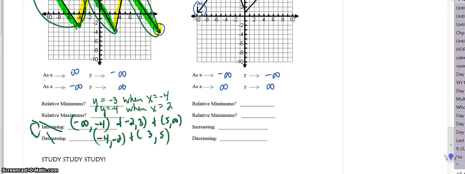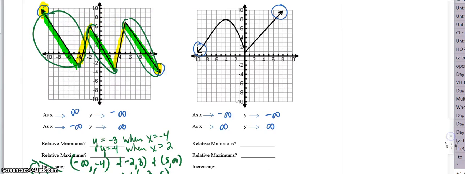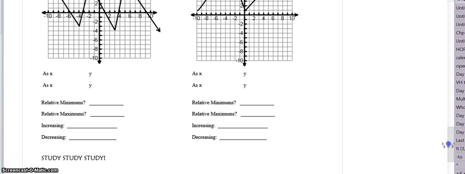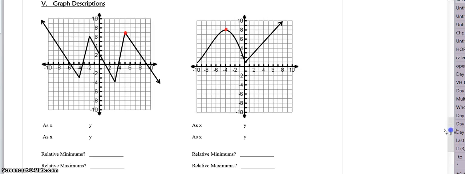All right, I'm going to leave the other one for you to do. Check it out, see how you do. And here's what you should have gotten. Oh, darn it, they're not there. All right, so let's write the answers right now.